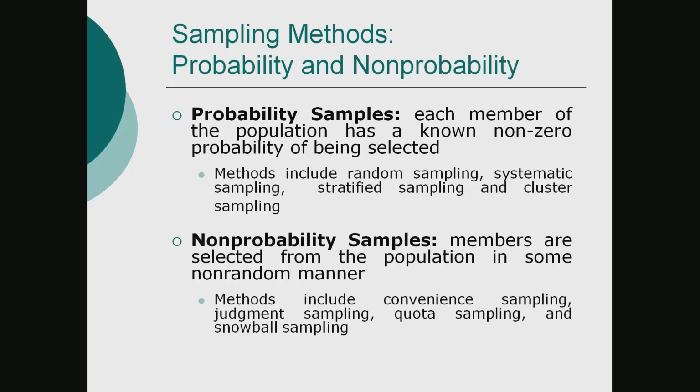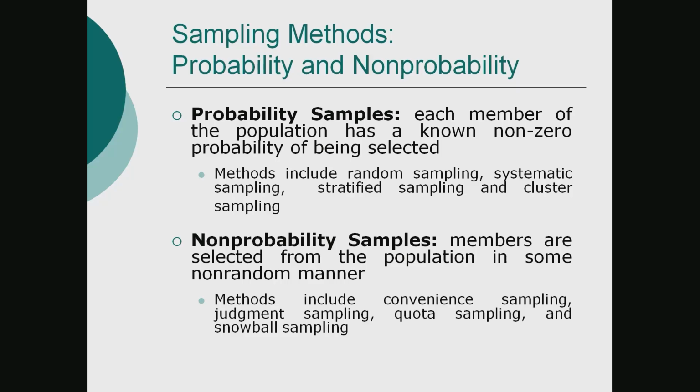Next, non-probability sampling. In non-probability sampling, members are selected from the population in some non-random manner. This type of sampling does not rely on random selection, and it involves selecting samples in a way that does not give every member of the population an equal chance of being included in the sample.